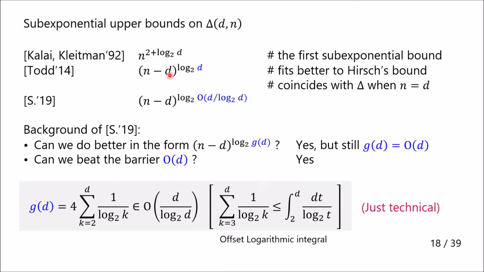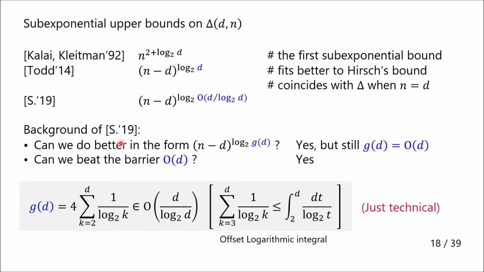And he mentioned that this bound fits better to Hirsch's bound, n minus d. Indeed, it coincides with n minus d if d is 2. He also mentioned that it is nice because it coincides with the Hirsch bound when n is equal to d. In this case, when n is equal to d, the bound is 0, and this bound is also 0. And here is an upper bound by myself, which is derived from the proof method I mentioned.